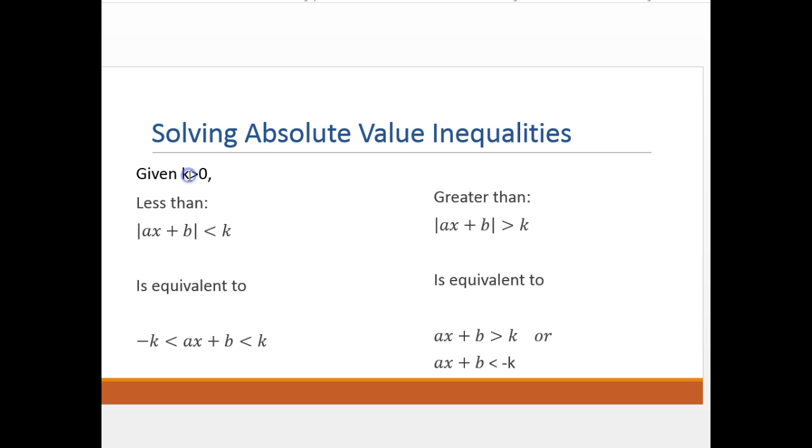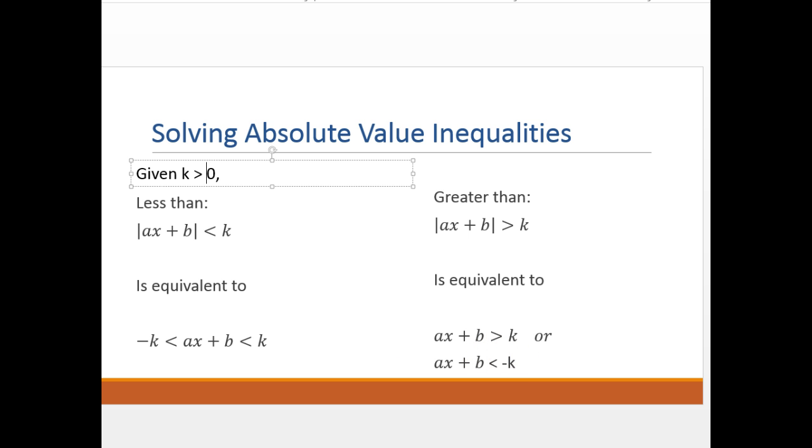Solving absolute value inequalities. If I have some number k greater than 0, some positive number, when I'm dealing with less than, if I have the absolute value of ax plus b is less than k, this is equivalent to an interval, negative k less than ax plus b less than k. This also works with less than or equal to. If I have the absolute value of ax plus b is greater than k, this is equivalent to ax plus b is greater than k, or ax plus b is less than negative k.